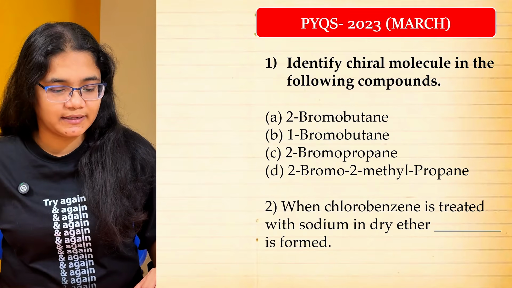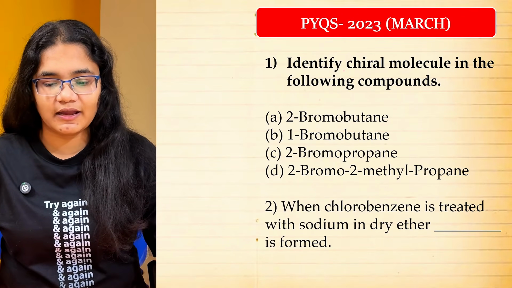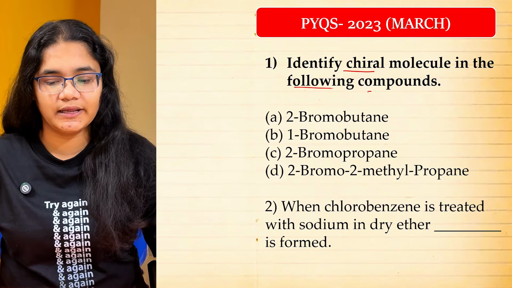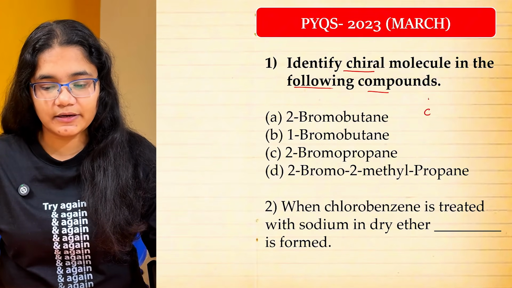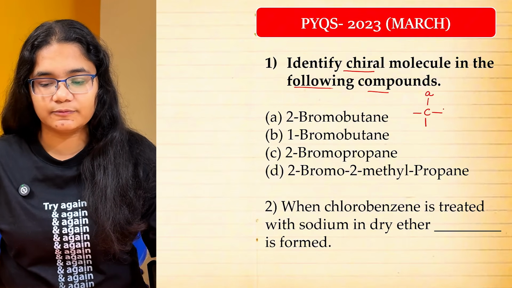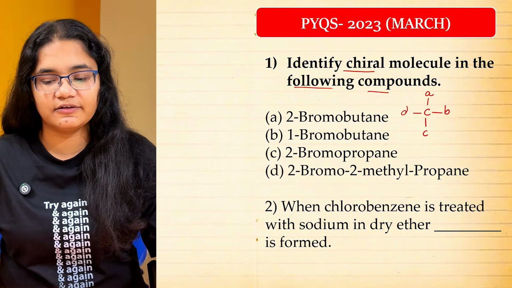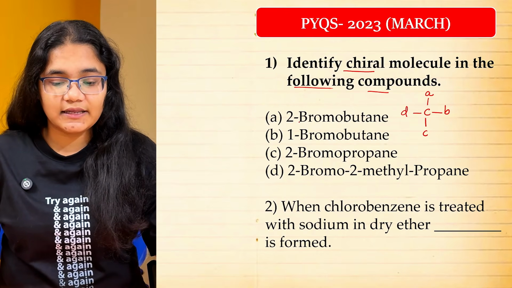This is from 2023 March, and it was an MCQ question. Identify the chiral molecule in the following compounds. Now, what is a chiral molecule? We all know that carbon forms 4 bonds. If all the 4 groups attached to the carbon are different, then we call it a chiral molecule. Now let's see all the structures.